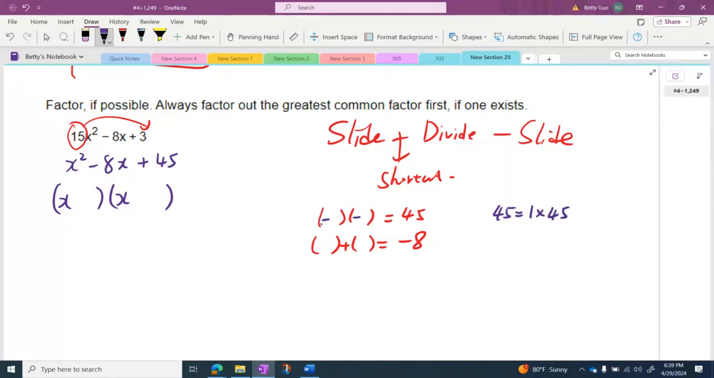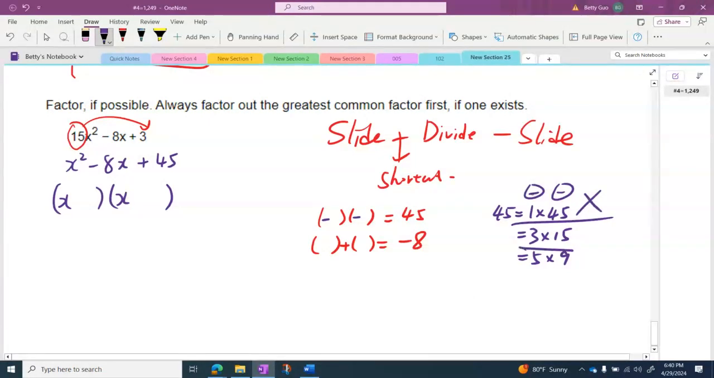We have 1 times 45, 2 doesn't work, 3 times 15, 4 doesn't work, 5 times 9, 6 doesn't work, 7 doesn't work, 8 doesn't work. 9 we have already, and the two numbers must both be negative. They do not add up to -8.